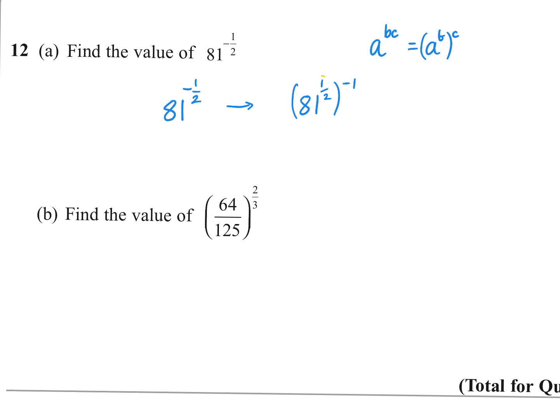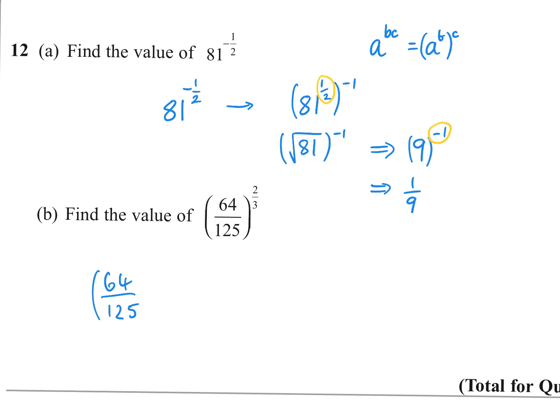Now, if you have something to the power 1/2, that's the same as square root. So that's the same as the square root of 81 to the power -1. Well, the square root of 81, that's just 9, and that leaves us 9 to the power -1. And knowing your rules of indices, something to the power -1 is the reciprocal. So there's our answer, 1/9.